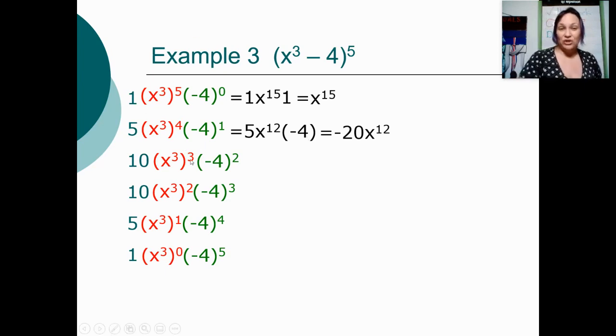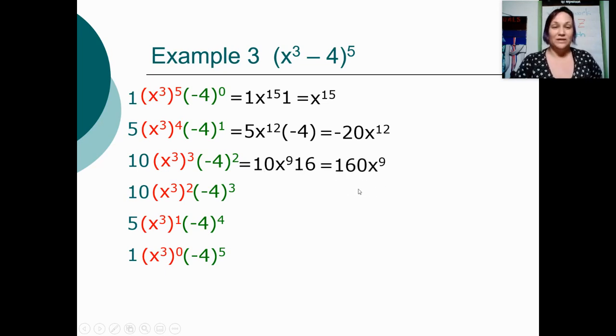For my next term, on my letter x, I'm going to do 3 times 3, which is 9. -4 squared. So when you square a negative number, it will turn into a positive. So that will become a 16. And then I am going to multiply the 10 times the 16, and that turns into a 160. If you're using a calculator, make sure that you're putting the negative sign in parentheses and that you're putting your exponent on the outside of the parentheses. And that will guarantee that you get the correct sign for your answer.